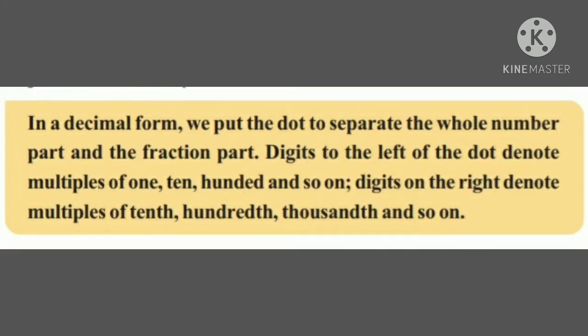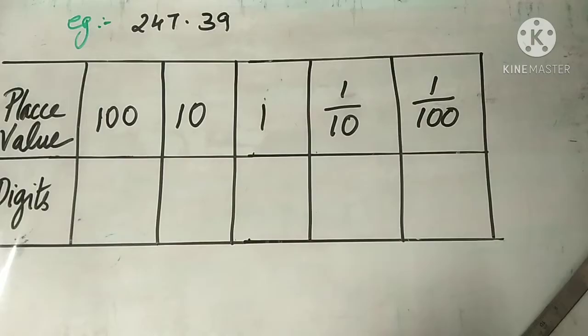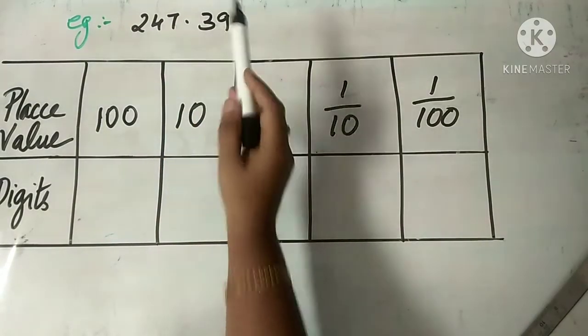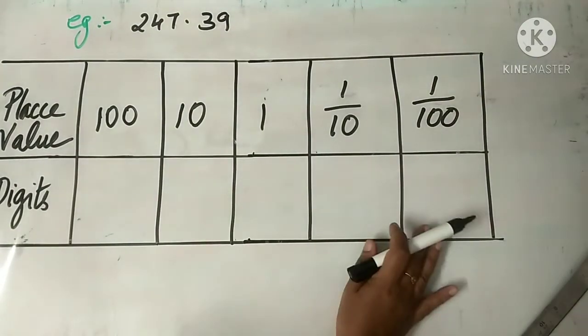In decimal form, we put the dot to separate the whole number part and the fraction part. Digits to the left of the dot denote multiples of 1, 10, 100 and so on. Digits on the right denote multiples of 10th, 100th, 1000th and so on. Example, 247.39. So this is a place value chart.